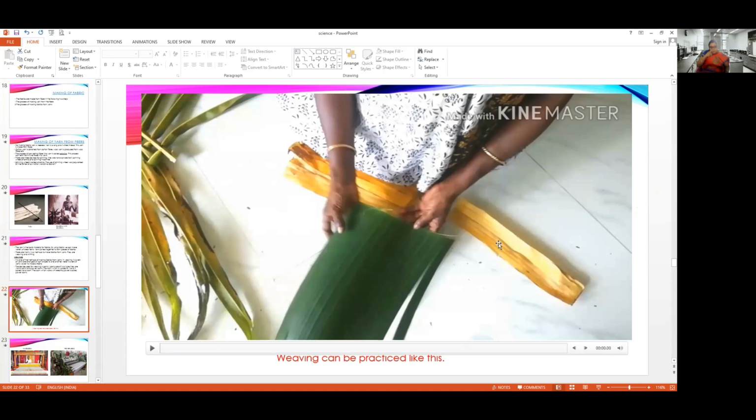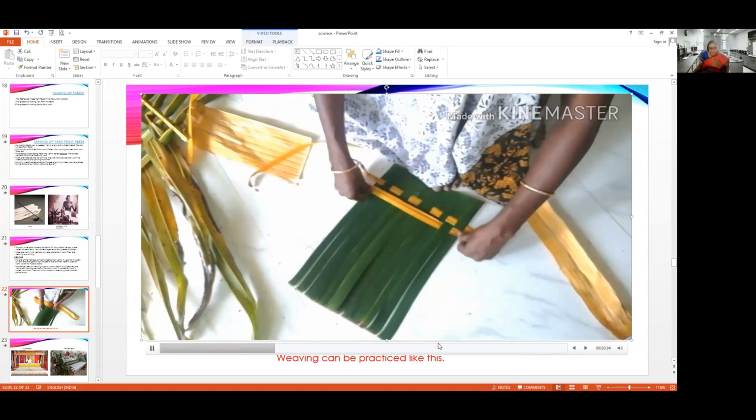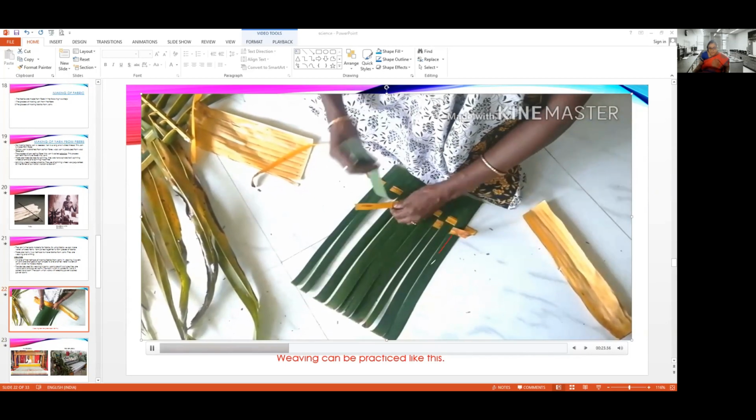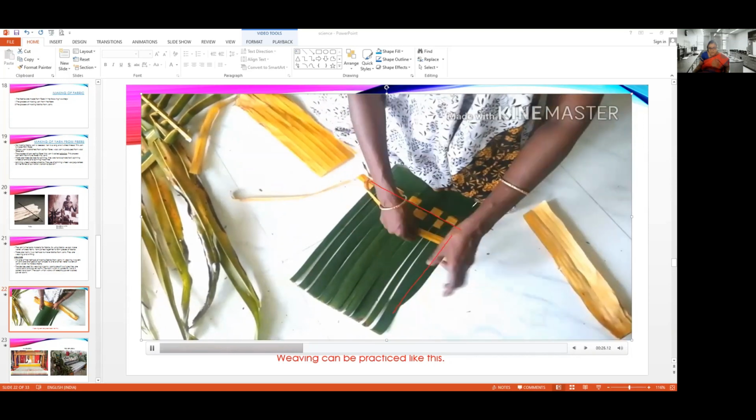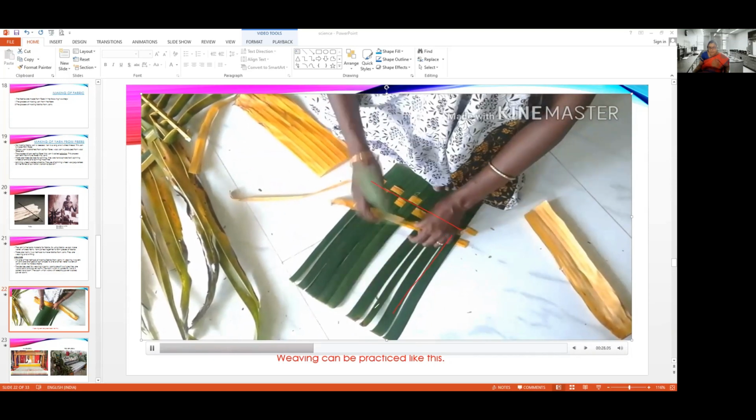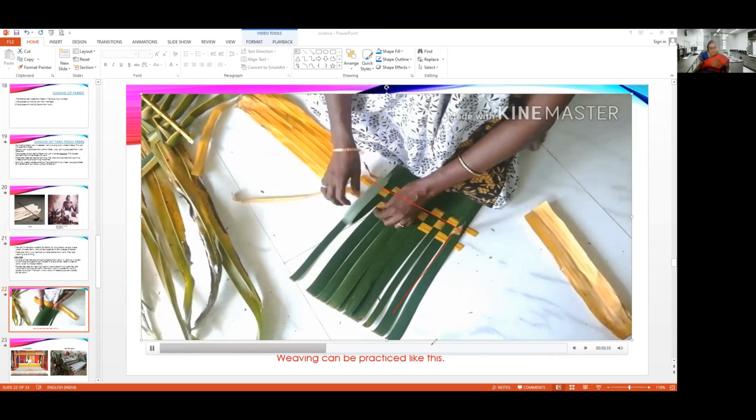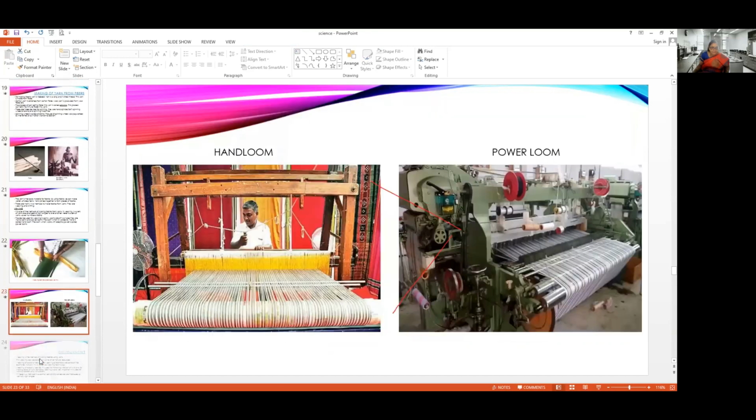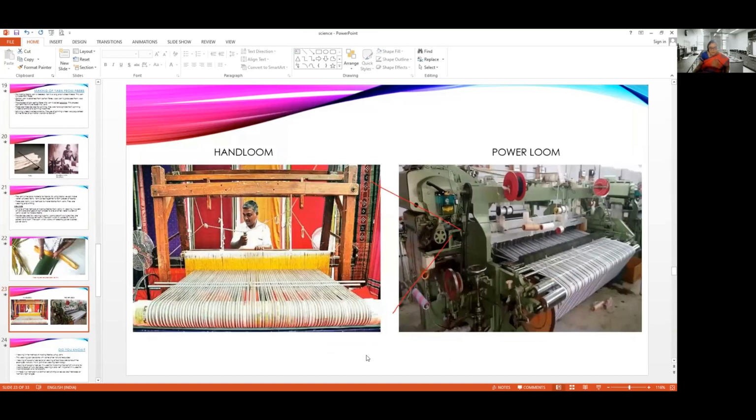Weaving can be practiced like this also. So here, this is one thread, green color. This yellow color is the other thread. So it will move at a right angle. Then this is a hand loom, worked by hand. This is a power loom, worked with electrical power.